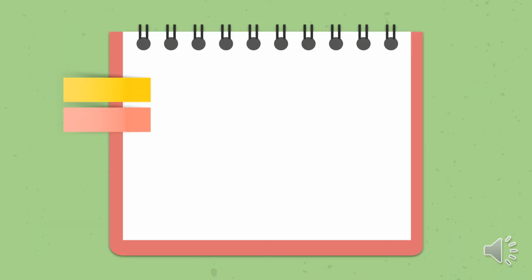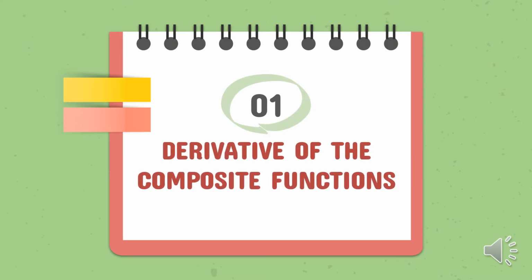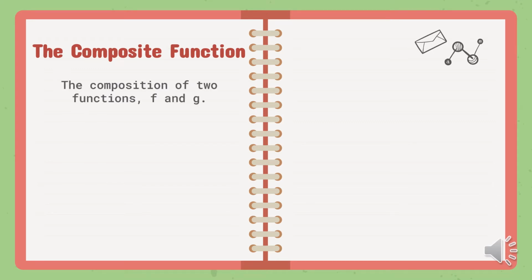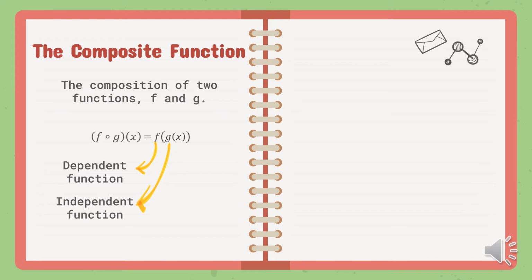functions. For the first part of the lesson, we will have the derivative of the composite functions, also known as the chain rule. Let's recall first what a composite function is. So for instance, given the functions f and g, a composite function is the composition of two functions f and g. We denote it as f composed with g of x is equal to f of g of x. Okay? Where f is our dependent function and g of x is our independent function.